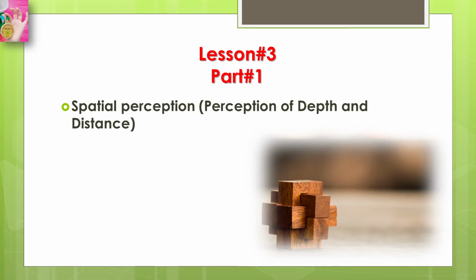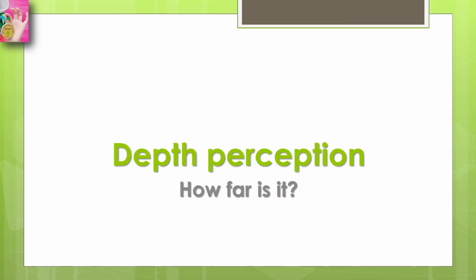So let's start with today's video. Depth perception. In depth perception, our first aim is to know how far it is. Human beings have been interested in the perception of objects in space at least since antiquity. Space perception is a process through which humans and other organisms become aware of the relative position of their own bodies and objects around them.